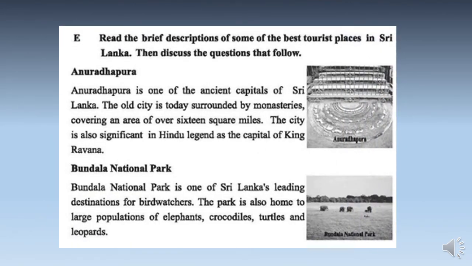Alright students, now we have more info on Sri Lanka. These are on page number 82 of your English for Today book. Now read the brief descriptions of some of the best tourist places in Sri Lanka. The first one is Anuradhapura. Anuradhapura is one of the ancient capitals of Sri Lanka. The old city is today surrounded by monasteries covering an area of over 16 square miles. The city is also significant in Hindu legend as the capital of King Ravana.